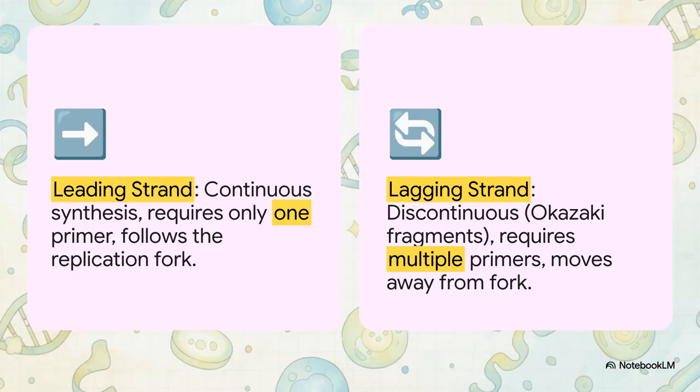This slide really breaks down the difference for you. The leading strand? That's the easy one. It gets one primer, and then it just goes, continuously, following right behind helicase. But the lagging strand is basically working against traffic. It has to be done in pieces, it needs a bunch of primers, and it synthesizes away from the fork. Knowing these key differences is an easy way to snack some points on the final.